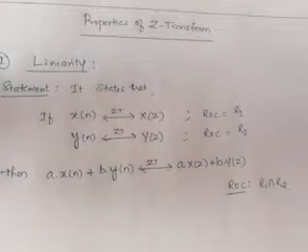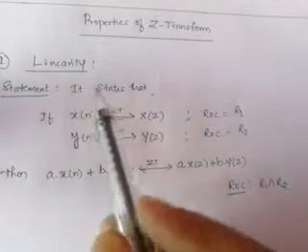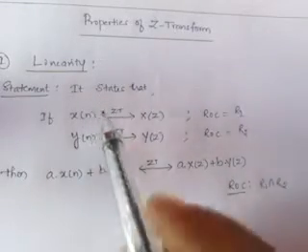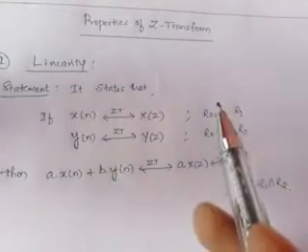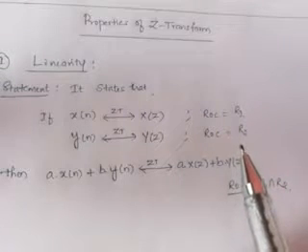Friends, in this video we are going to discuss the properties of Z transform. First property is linearity. The linearity property states that the Z transform of a sum of signals is just the sum of their individual Z transforms.